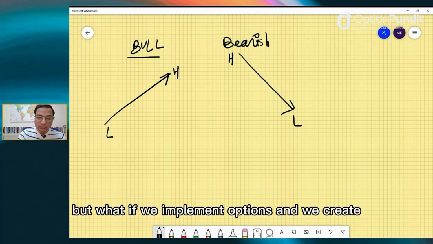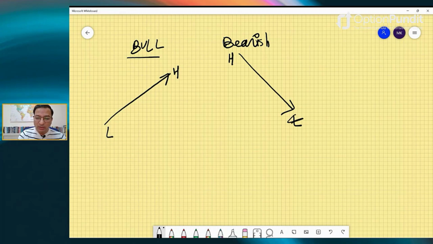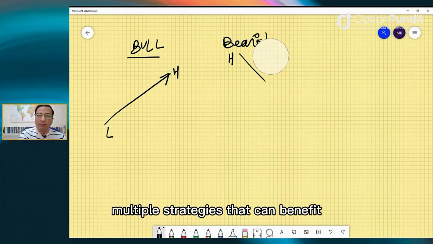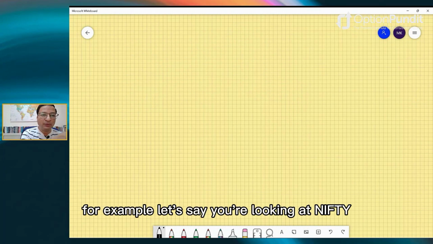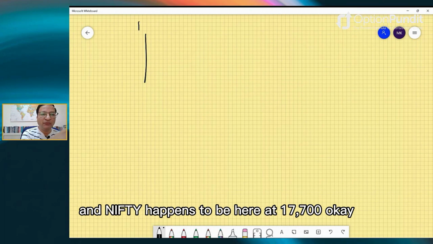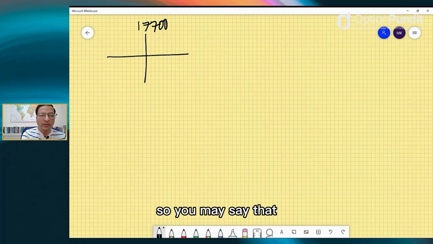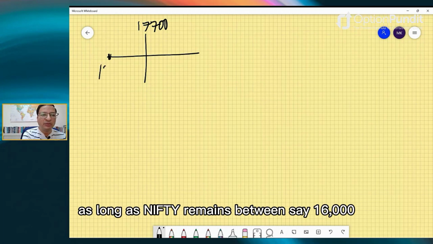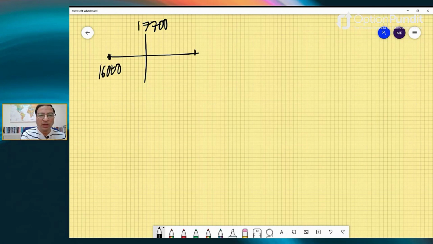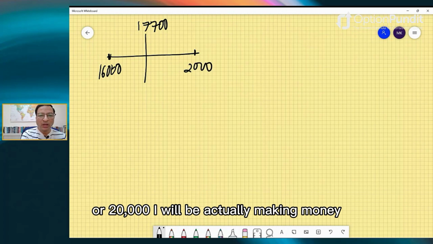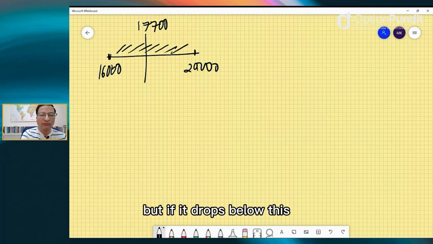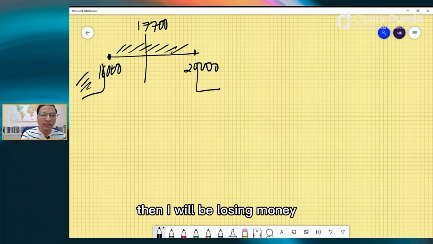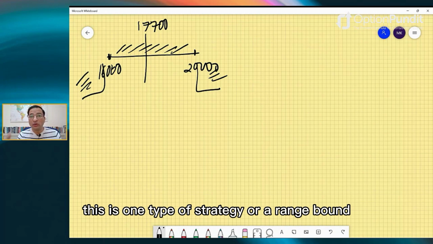But what if we implement options and we create multiple strategies that can benefit from the market conditions? So let me just show you how it looks. For example, let's say you're looking at Nifty and Nifty happens to be here at 17,700. Okay, so you may say that as long as Nifty remains between say 16,000 and 20,000, I will be making money in this area, but if it drops below this, then I will be losing money.